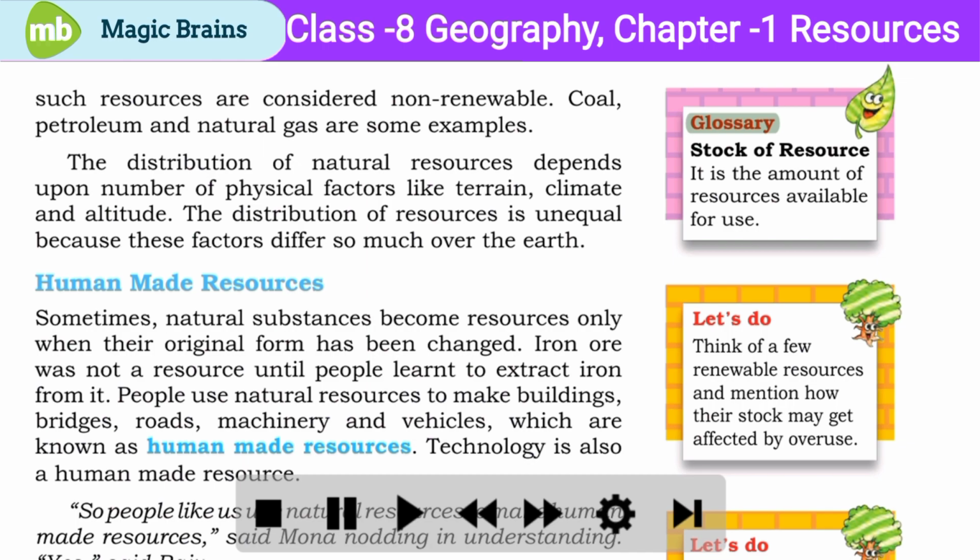There are 4 boxes on the right side of page number 3. The pink one reads Glossary. Stock of resource. It is the amount of resources available for use.